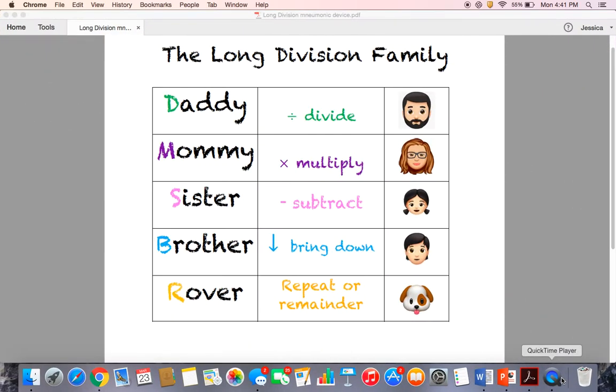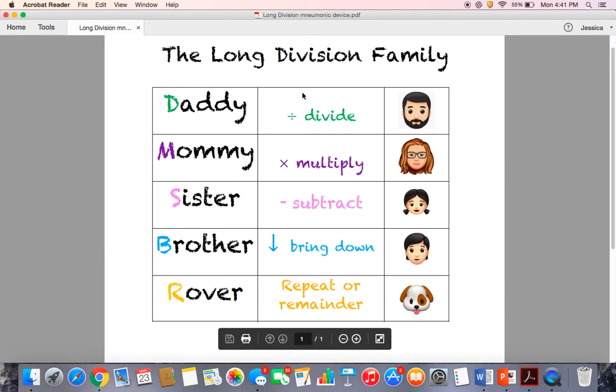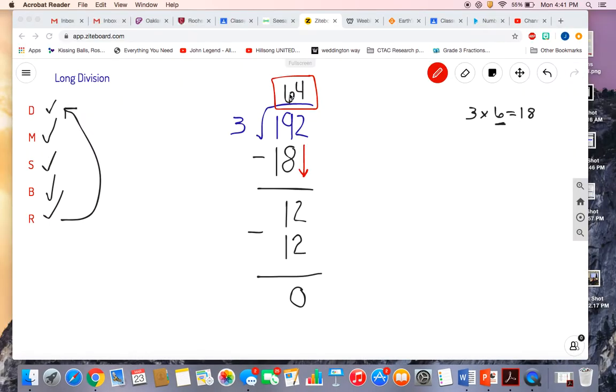So if we look back at this mnemonic device, we're doing division, multiplication, subtraction, we're bringing our next digit down, and then we usually repeat. So we go back to the top and we divide, then we multiply, then we subtract, then we bring down until we have no numbers left under our division symbol. So let's go ahead and try another example.